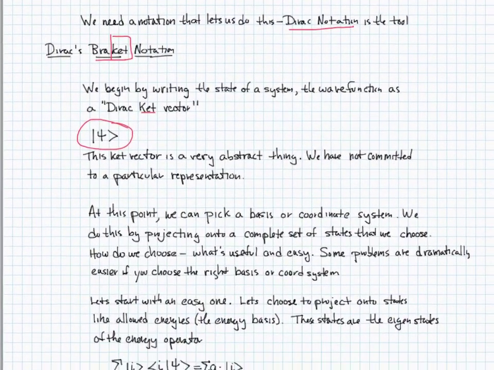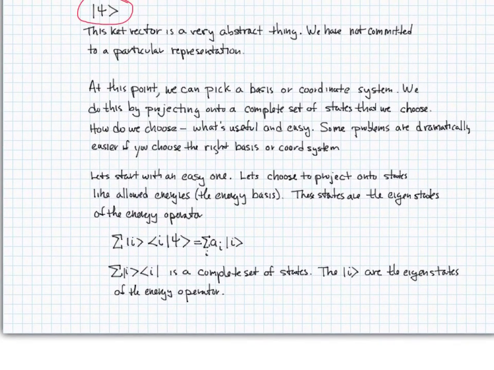Now, at this point, we can pick a basis or a coordinate system. So we're going to take this abstract thing, and we're going to somehow cast it or represent it in a particular way. There are lots of ways we do this, and we pick the way depending on what it is we want to accomplish, what we want to calculate, and there are some problems that are easier in certain representations than others. So there's some experience that goes along with this, but the idea is that you take your abstract thing and you represent it in a way that you can calculate.